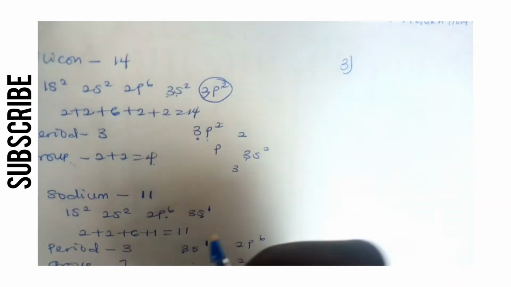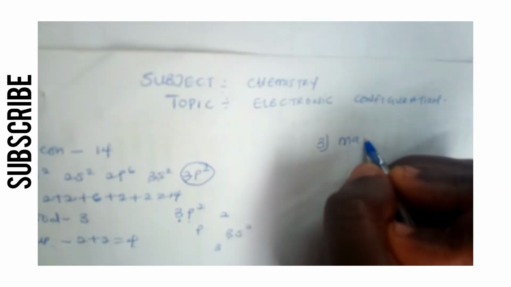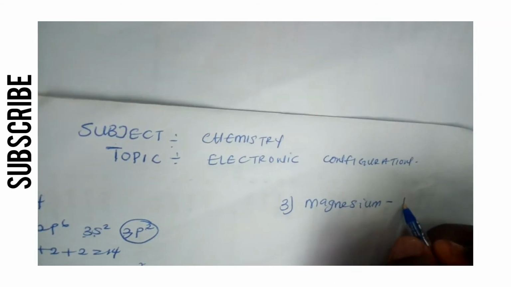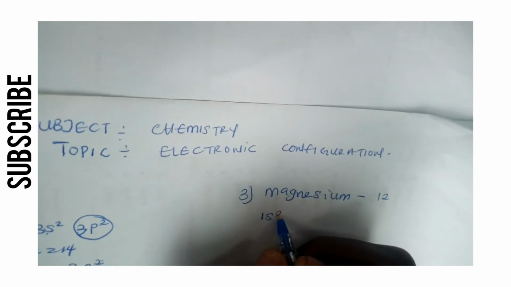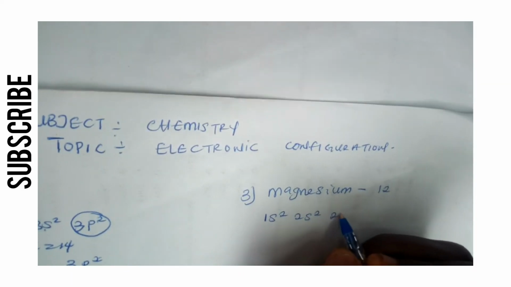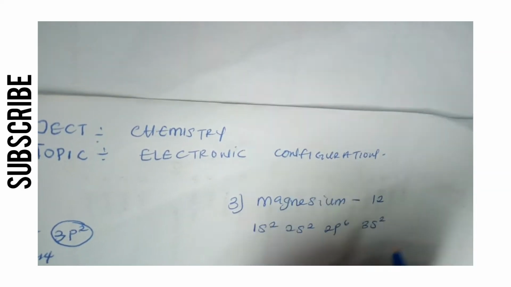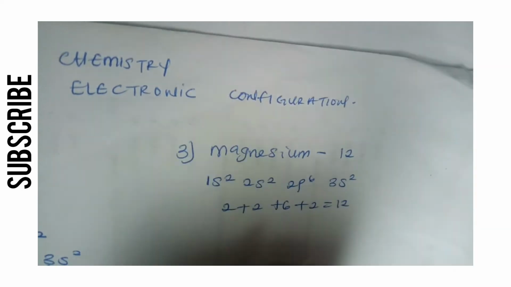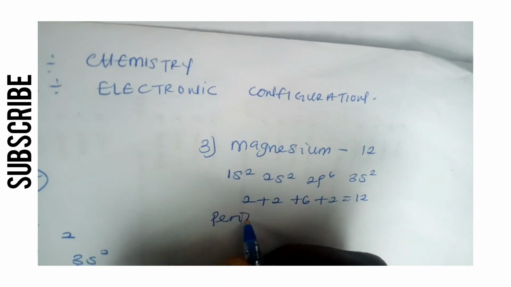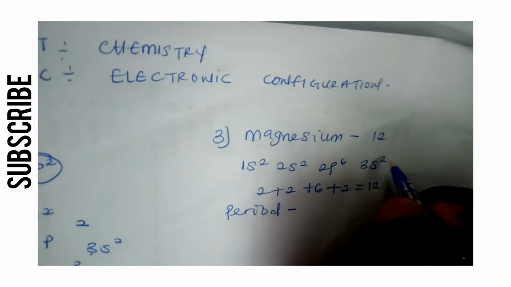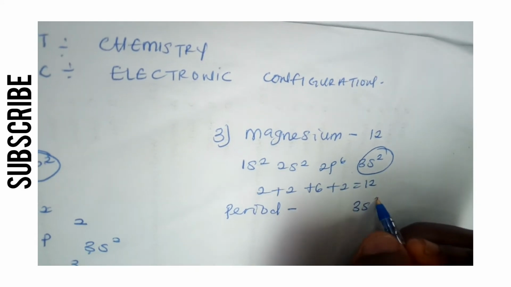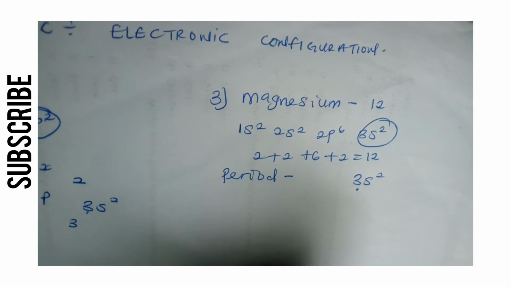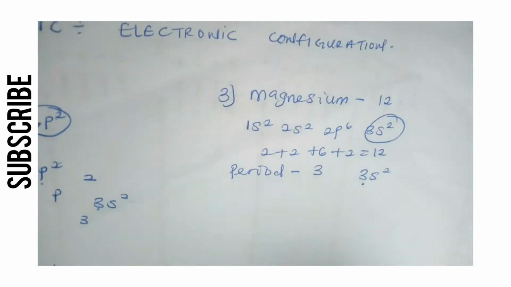Let's take a look at the third example. Magnesium. It has an atomic number of 12. Therefore, 1s2, 2s2, 2p6, and 3s2, where 2 plus 2 plus 6 plus 2 is equal to 12. To get the period magnesium belongs to in the periodic table, let's take a look at the last orbital, 3s2. The coefficient of the alphabet here is 3. Therefore, magnesium belongs to period 3 in the periodic table.